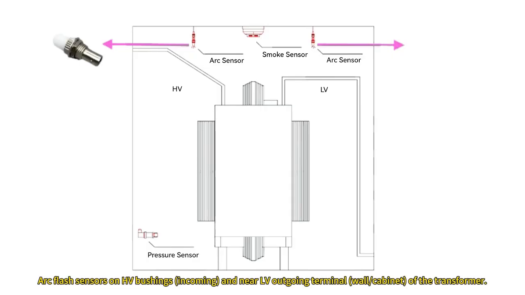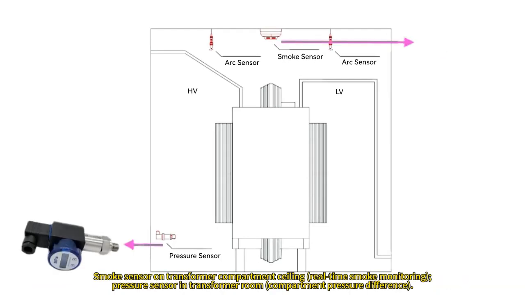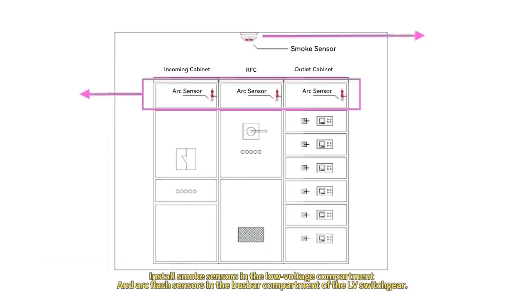Arc flash sensors on the HV bushings incoming and near the LV outgoing terminal wall or cabinet of the transformer. Smoke sensor on the transformer compartment ceiling for real-time smoke monitoring. Pressure sensor in the transformer room for compartment pressure difference. Install smoke sensors in the low voltage compartment and arc flash sensors in the busbar compartment of the LV switchgear.